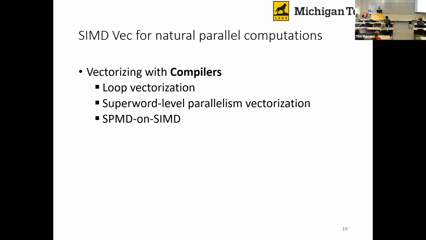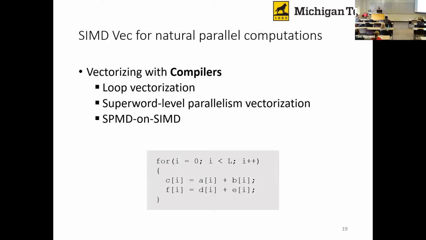The existing compiler techniques will first check the current computations, whether they are naturally parallel. If they are, then the vectorization will be quite easy. And there are mainly 3 directions. Again, we can use this very simple loop as an example. It is naturally parallel. Each iteration just puts some results of elements in A and B to array C, and puts the results of D and E to array F.